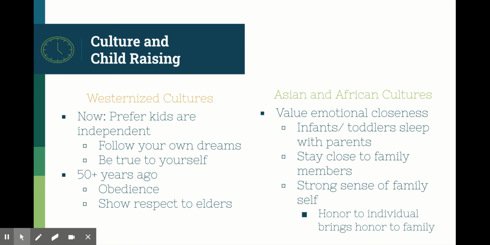So the last thing that we need to recognize is that culture plays a role in child raising, and what's valued in that culture affects how a child grows up. So in westernized cultures like the United States, looking at the US today, we prefer kids who are more independent, who think for themselves. You've heard probably all throughout your education, we want you to be critical thinkers. We want you to be true to yourself. But if we look back 50 years ago in the US, it was more about obedience and you better show respect to your elders. Someone tells you to do something, you better do it because they said so. Okay, so it can shift over time.